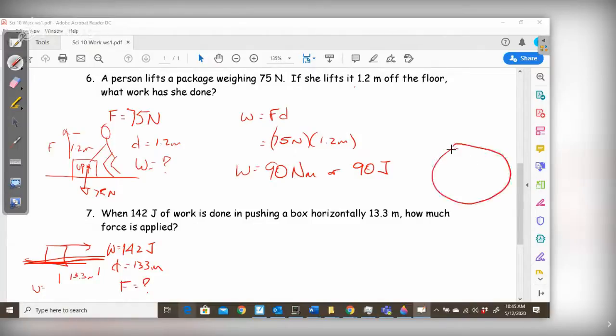If we take a look at our equation, work is equal to force times distance. If we're looking for force, we cover up force, and so force is equal to our work divided by our distance. So we're going to take our 142 joules of work, divide that by our 13.3 meters, and we'll find that our force is equal to 142 divided by 13.3, and that's equal to 10.7 newtons.